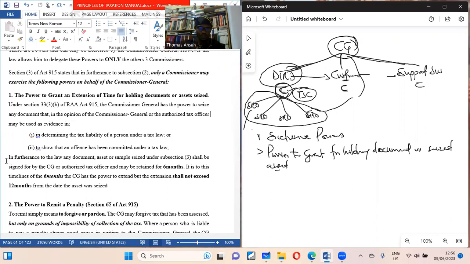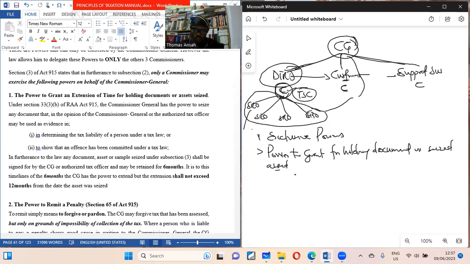But under the confines of the law, the Commissioner General has the power to seize these things for only up to 6 months. All right, 6 months. Now, the Commissioner General is empowered by the law to extend the 6 months to another 6 months. So the maximum that he can keep an asset or a document is now 1 year. But in total, it cannot exceed 12 months from the first day that it was seized.